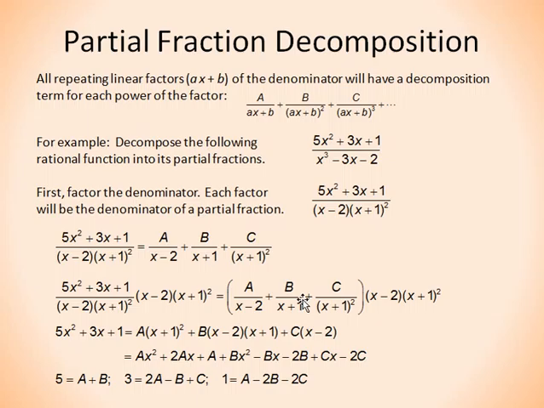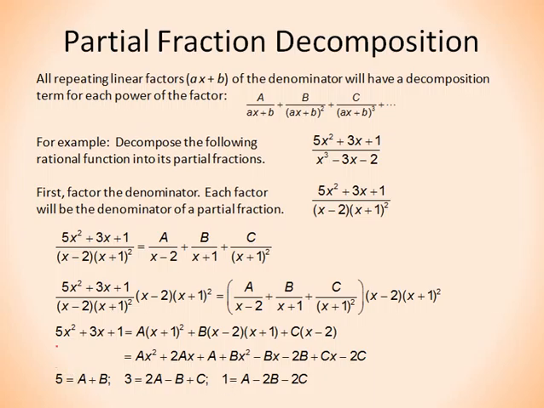When I distribute it to this term, the x plus 1 here will cancel with one of these x plus 1 terms, and I'm going to get this. And when I distribute this to this term, the x plus 1 quantity squared will cancel, and I get c times x minus 2. Distributing in, I'm going to get this.